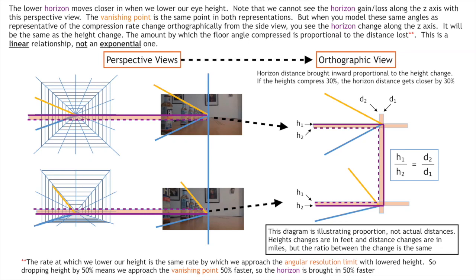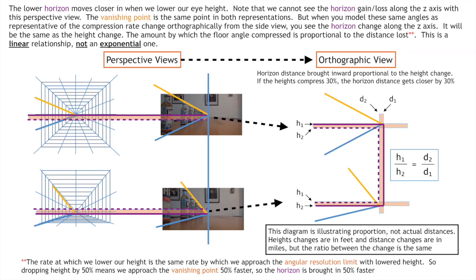But when you model these same angles as representative of the compression rate change orthographically from the side view, you see the horizon change along the z-axis. So it will be the same as the height change. The amount by which the floor angle compressed is proportional to the distance lost. That is essentially the bottom line. And this is a linear relationship, not an exponential one.